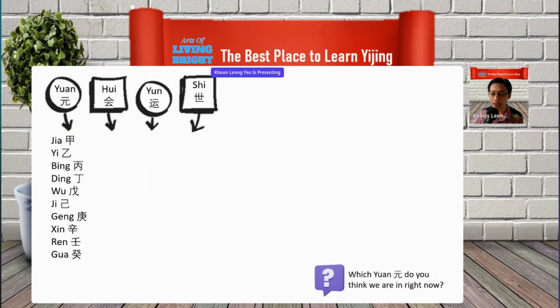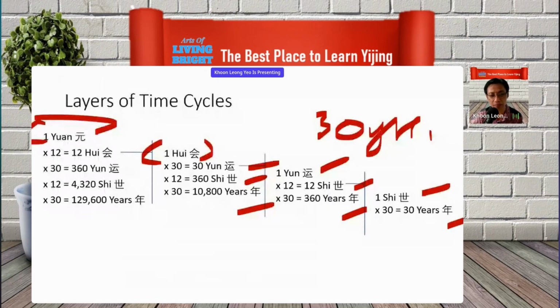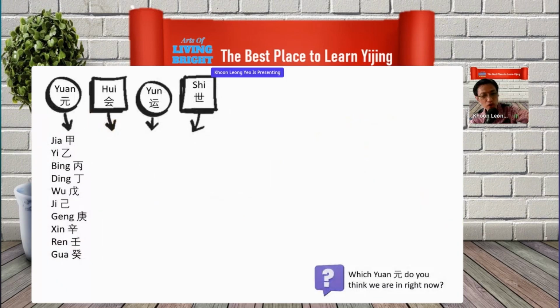So let me ask you this. Make your best guess. Which yuan do you think we are in right now? Remember, one yuan is equivalent to 129,600 years. So which yuan do you think we are in right now? Make your best guess.